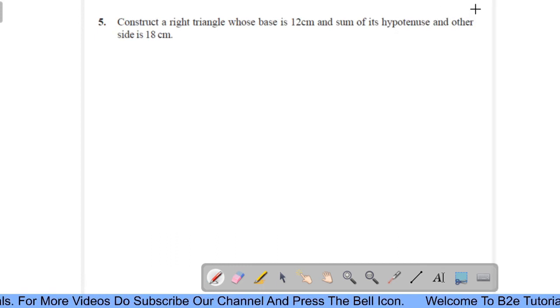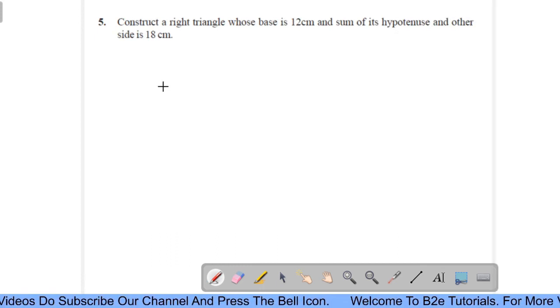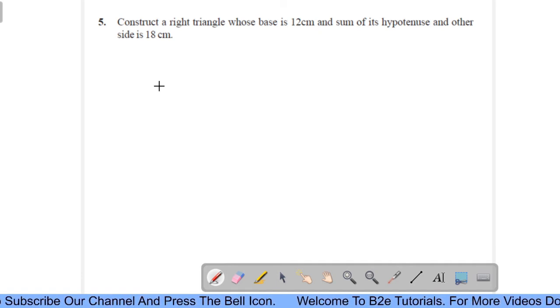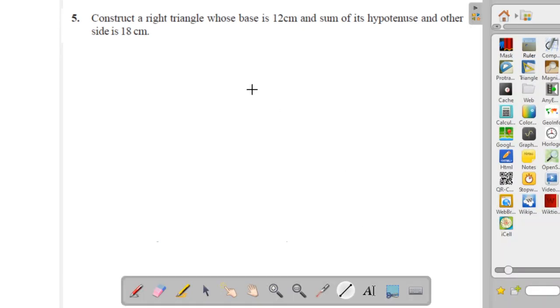Now come to next question. Here question number 4. It is not in your syllabus. So come to question number 5. Construct a right triangle whose base is 12 centimeter and sum of its hypotenuse and other side is 18 centimeter. For this, draw BC equal to 12 centimeter. From B, draw an angle of 90 degree.